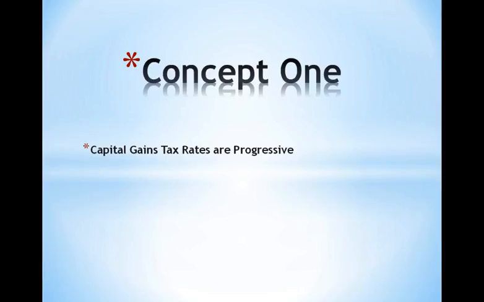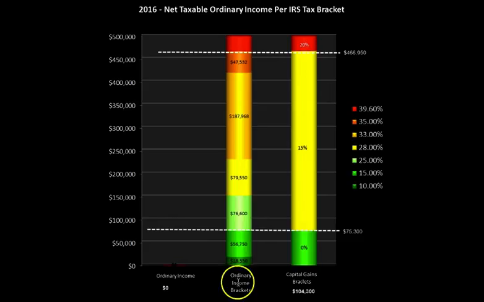Concept number 1 is that the capital gains tax rates are progressive, just like ordinary income tax rates. So this simply means as your income rises, the higher chunks of income are taxed at higher rates. With capital gains, it's the same way. Now there are 3 capital gains tax brackets: 0, 15, and 20. And this 20% tax bracket was added in 2013, and therefore capital gains rates got more progressive in 2013.